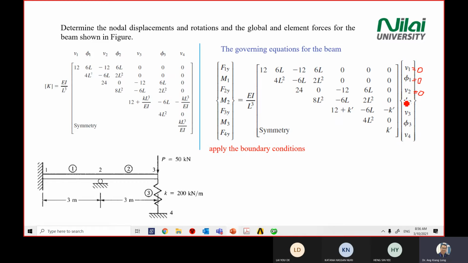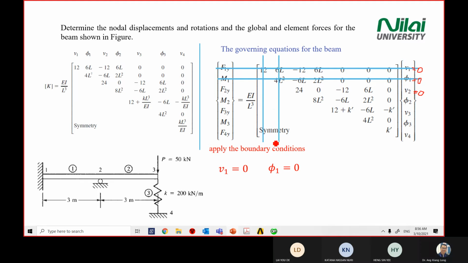Okay, then the rest, point 4, you know, point 4 is also the same. So V1 is 0, rotation 1 is 0. After that, you can just close it, not cancel, but close it. I close it with the line here, the column and row. The next one, vertical displacement 2 is 0. So I close the V2 row and column. So I start reducing the matrix already.